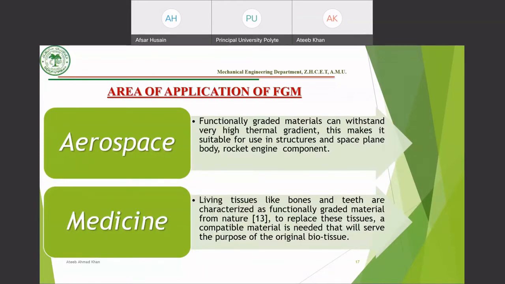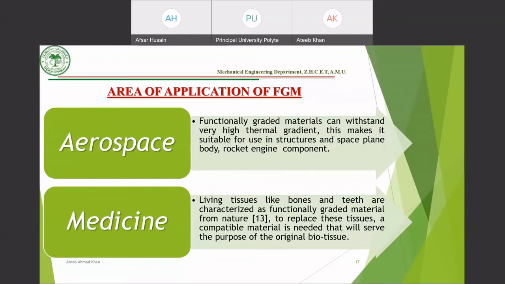The second and most important application of FGM is in medicine. Here I would like to tell you that our living tissues like bones and teeth are also naturally occurring functionally graded materials. Our bone is a naturally occurring functionally graded material. Our teeth are again a naturally occurring functionally graded material. So in order to replace these tissues, a compatible material is needed, which will serve the purpose of the original biotissue. That's why in the medicine field, FGM materials are used.